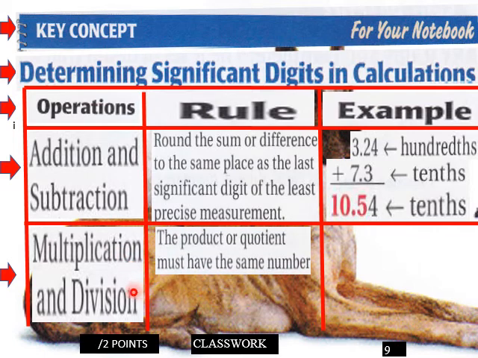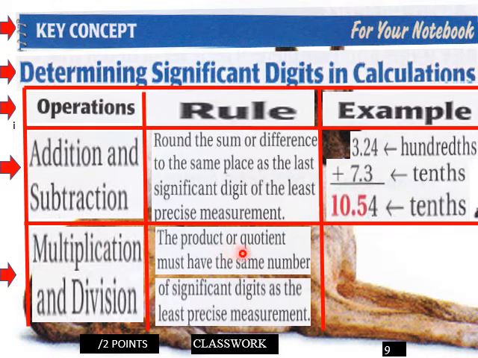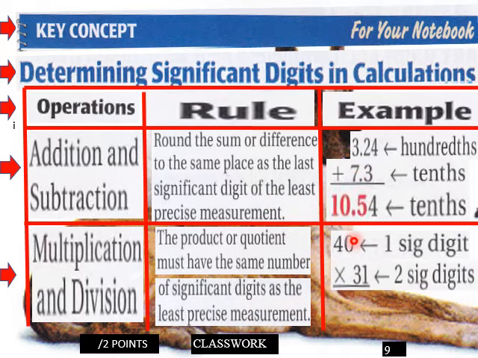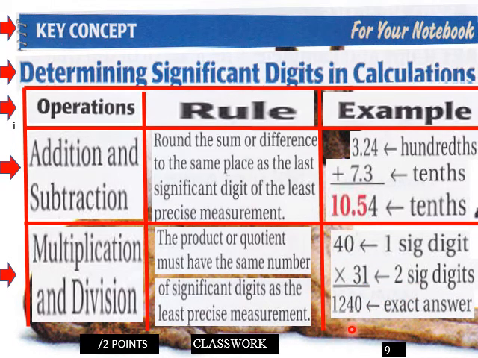And then multiplication and division: the product or quotient must have the same number of significant digits as the least precise. Least precise is the term here. So 40, we have one significant digit, times 31, we have 2 significant digits. The exact answer would be 1240. So we just narrow it back to 1000.